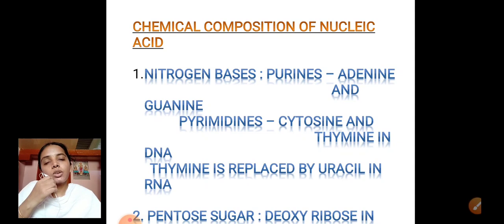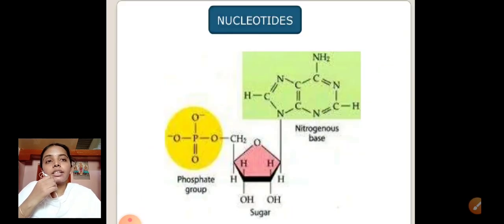Another basic component in nucleic acid is pentose sugar. When nitrogen bases are combined with a pentose sugar, they form nucleosides. When these nucleosides combine with phosphate groups, they form nucleotides. Nucleotides are the basic units or building blocks of nucleic acid, which can also be defined as polynucleotide chains.